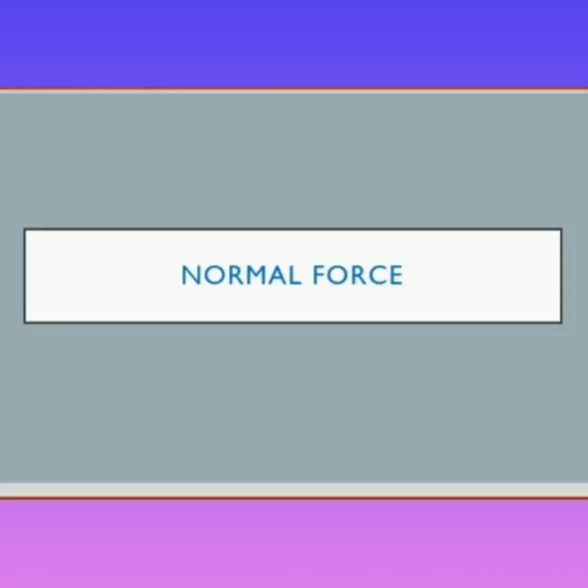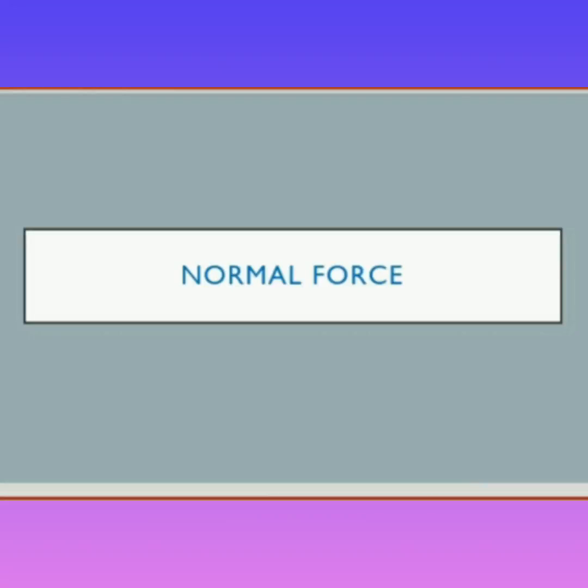Yesterday, we were discussing contact forces and non-contact forces. In the contact forces, we were discussing muscular force and friction. Today, we are going to discuss normal force and tension. Okay, children, what are contact forces? The force in which there is a physical contact between two objects is called contact force.